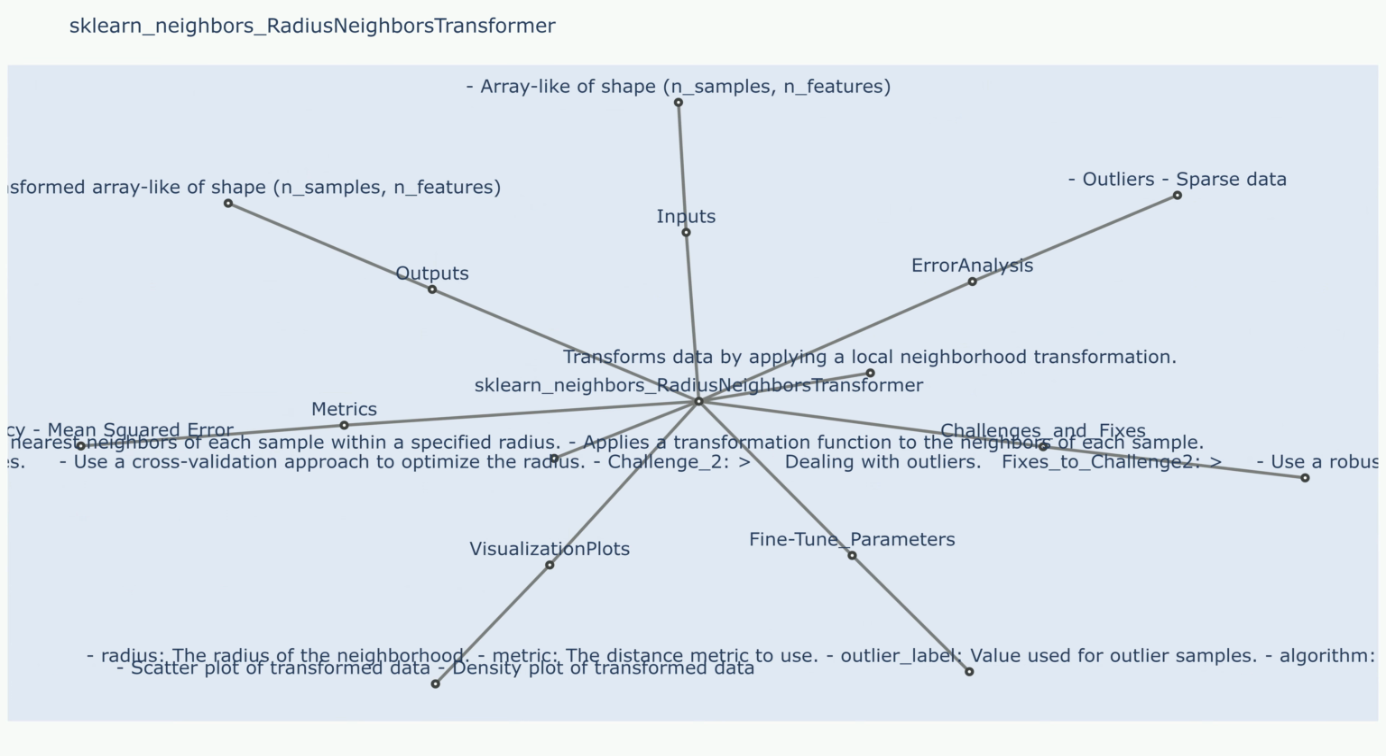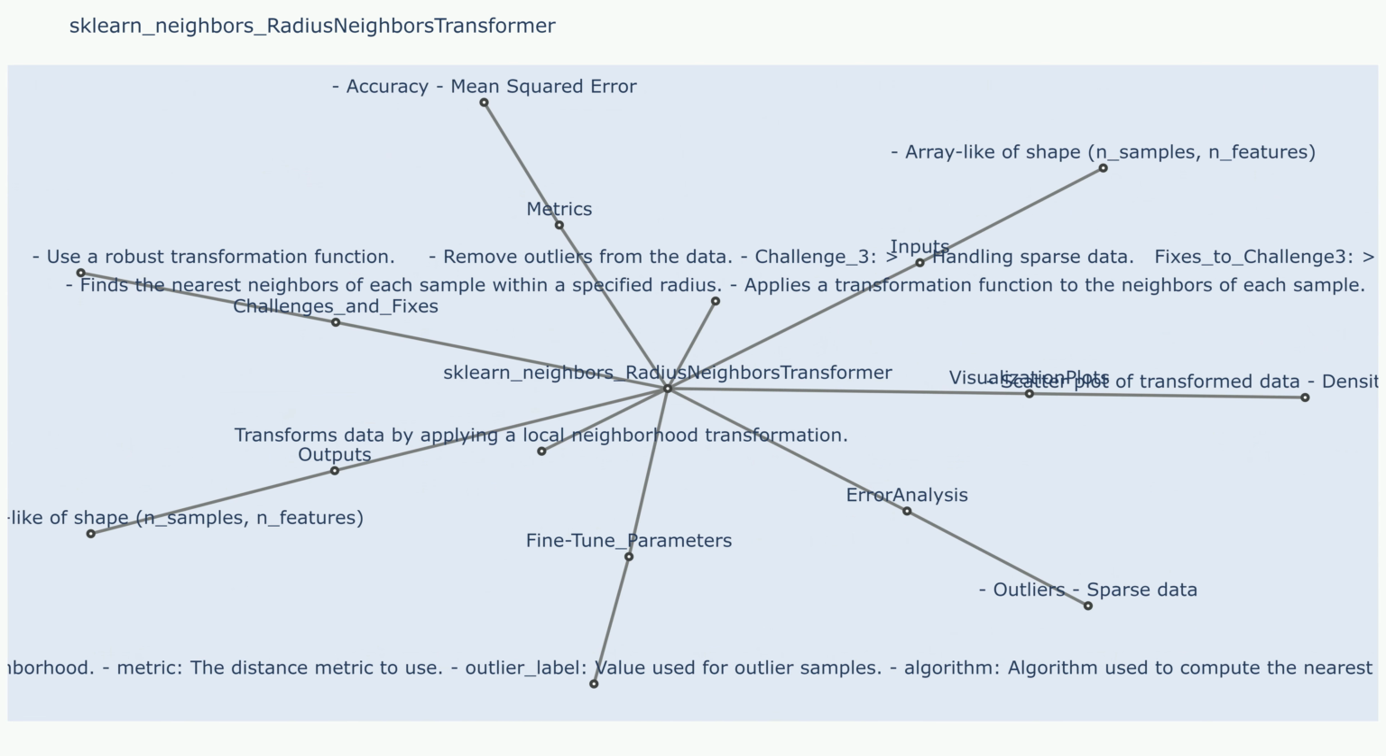Fixes to challenge 2. Consider using dimensionality reduction techniques, such as PCA, before applying the radius neighbors transformer. Choose a distance metric that is robust to high dimensionality, such as the cosine distance. Challenge 3. Outlier detection. Outliers can significantly affect the transformation process.